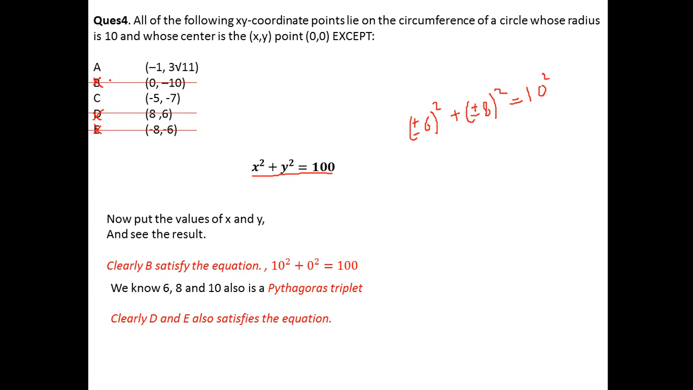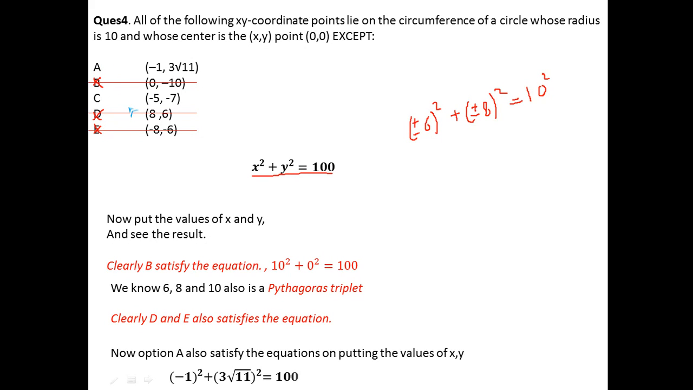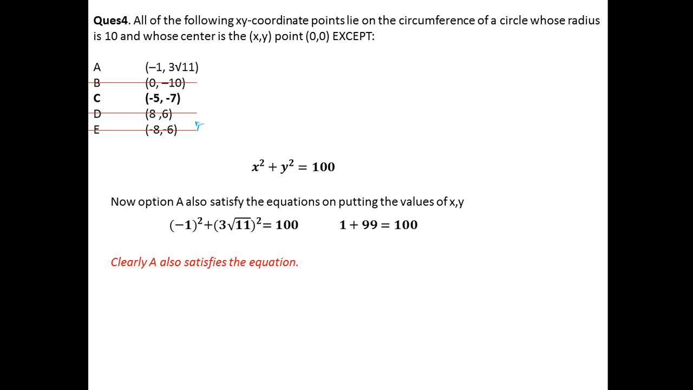Now I'm left with only two option choices, that is A and C. Now put them one by one. So first I put option statement A. So (-1)² is 1, (3√11)² is 99, and 1 plus 99 is equal to 100. So this satisfies the equation. Therefore, A also cannot be the answer. So cut A also. So I am left with only one answer choice, that is C, minus 5 comma minus 7. Alright. So the answer to question 4 is option choice C, minus 5 comma minus 7.